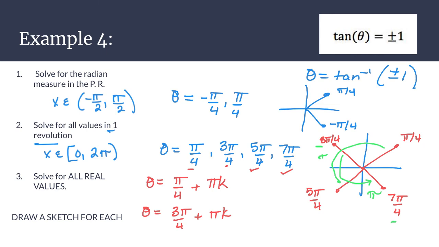Now there's actually a simpler way to write this problem. If we notice that these are actually exactly 90 degrees apart, we can actually combine those two into one statement and say pi over 4 plus pi over 2 k.